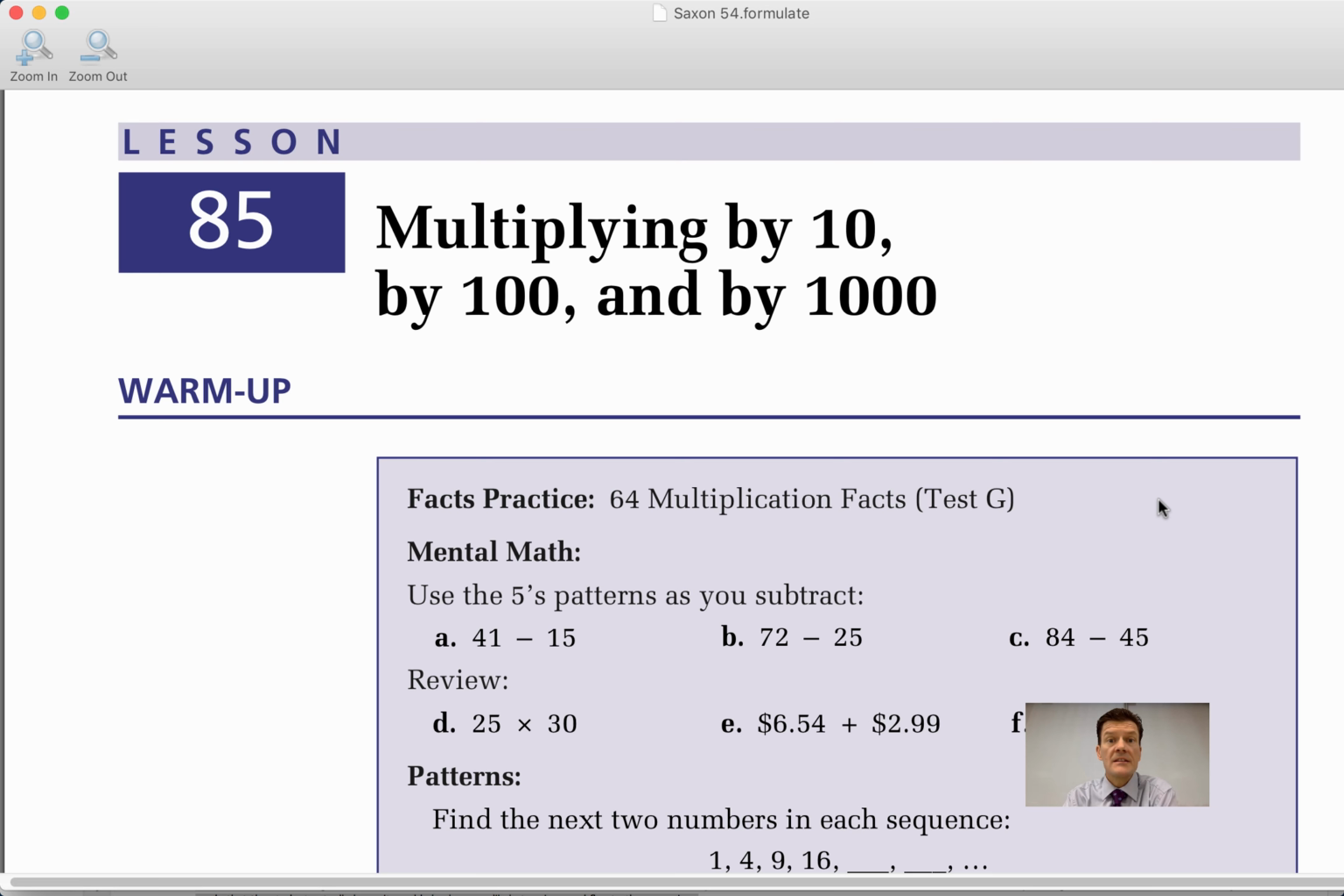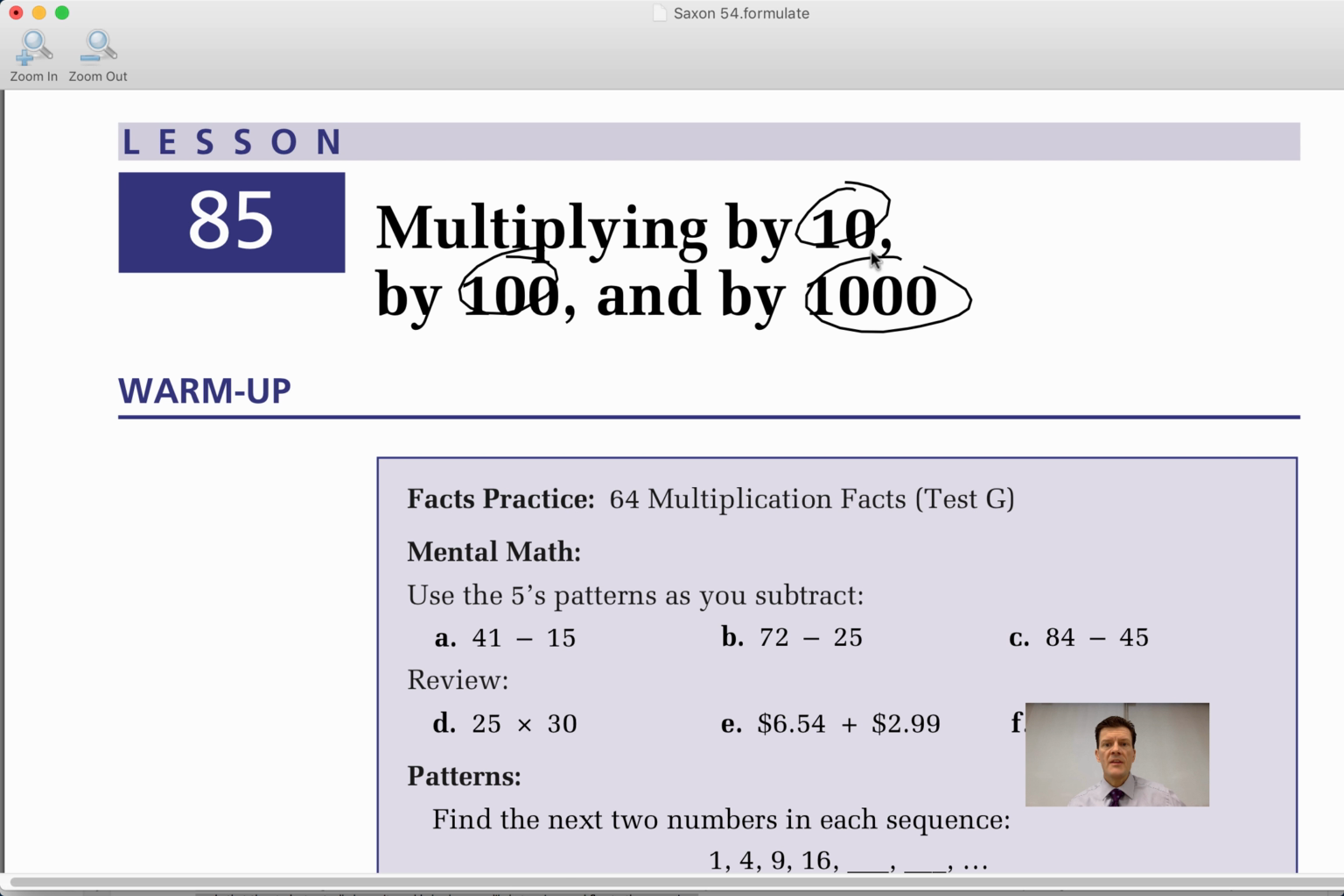All right, let's look at lesson 85. And today's lesson, we are going to be looking at multiplying. Specifically, we're looking at multiplying by tens, by 10, 100, and by 1,000. This is going to be a fun lesson. It's quick, it should be easy because multiplying by powers of 10 is fairly simple and straightforward. Okay, so let's get right into it here.